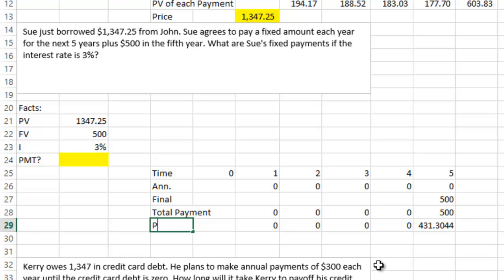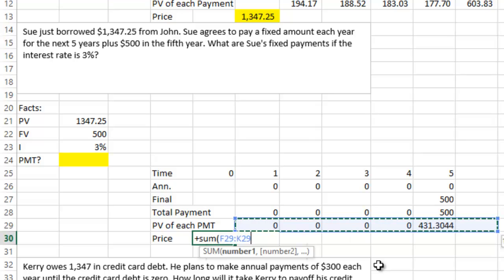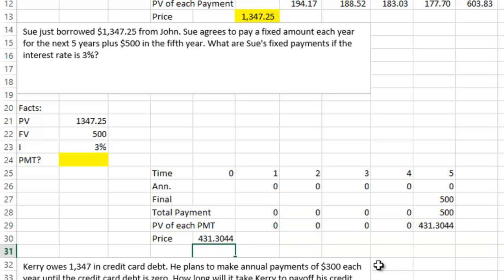This is the PV of each payment. Then the price, again, is just going to be the summation of the present values. Now, one way I could do this is I could just pick a number at random and see if I'm below or above the value that I want, which is $1,347. So let's try $150.